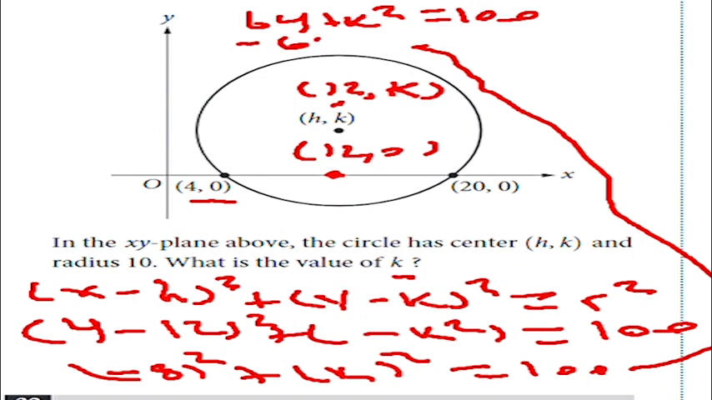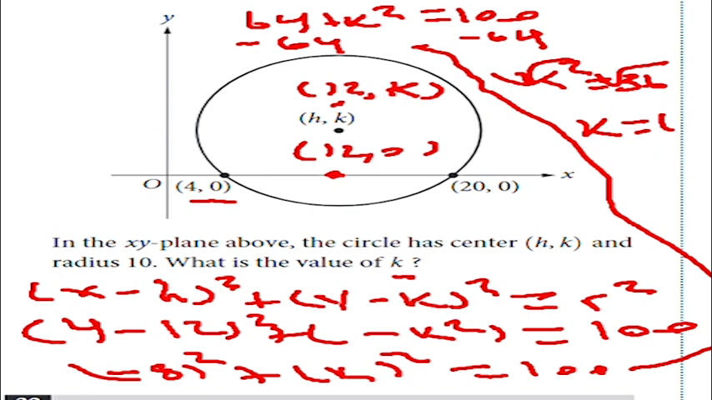And I'm going to subtract the 64. And I'm going to end up with k squared is equal to 36. Take the square root on both sides. Sorry, it's a little bit messy. And I'm going to have k equals 6.